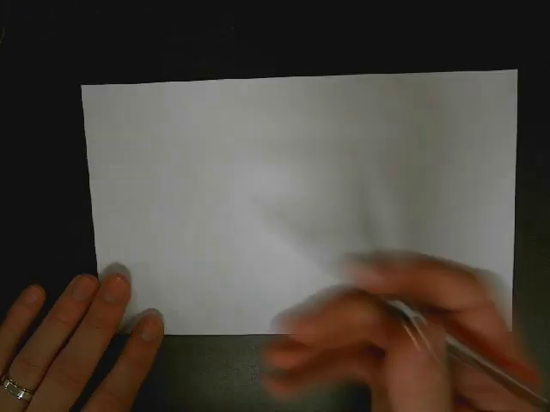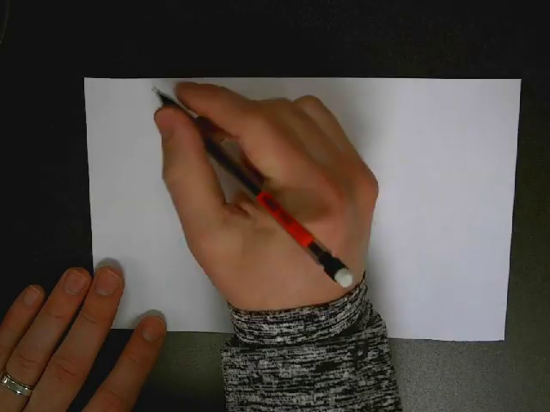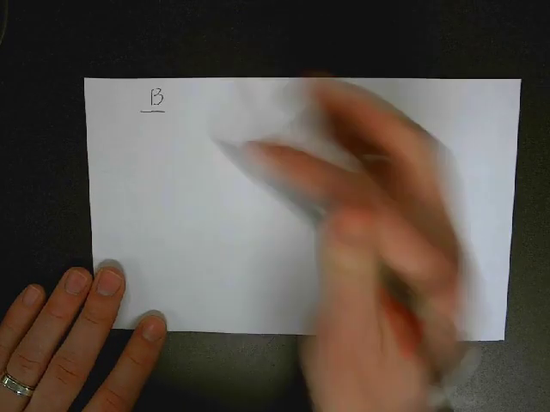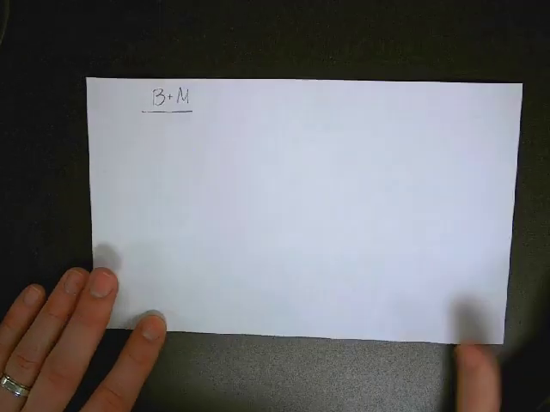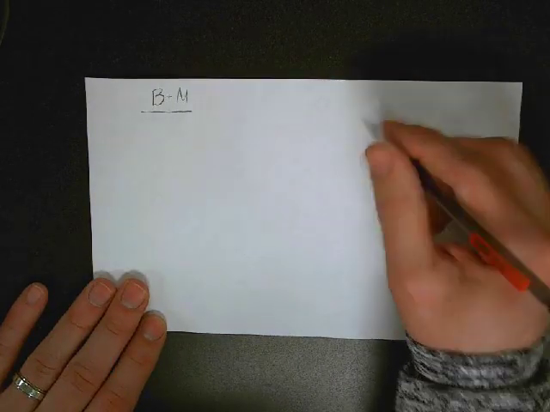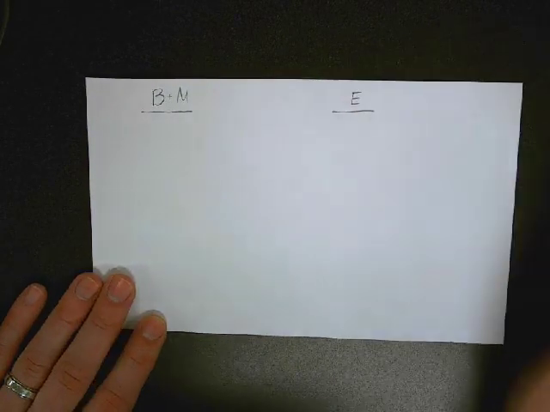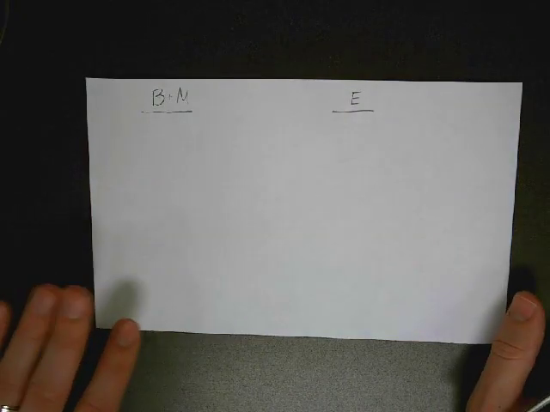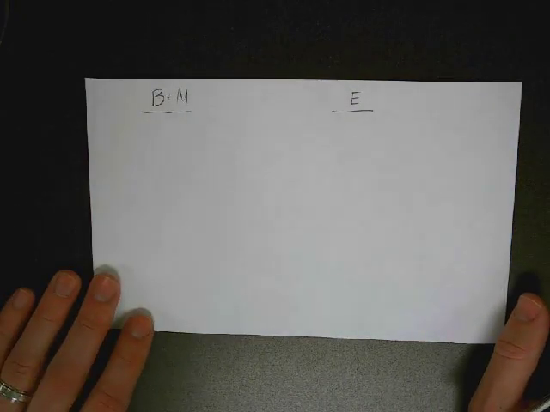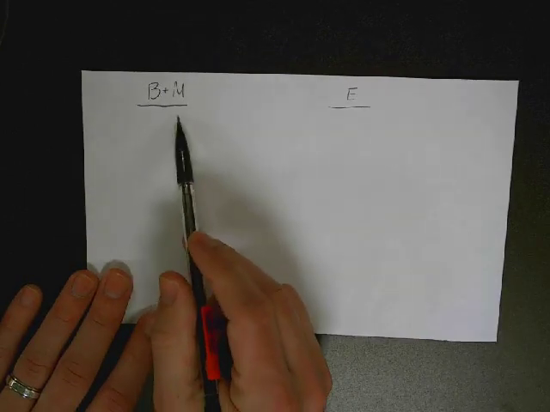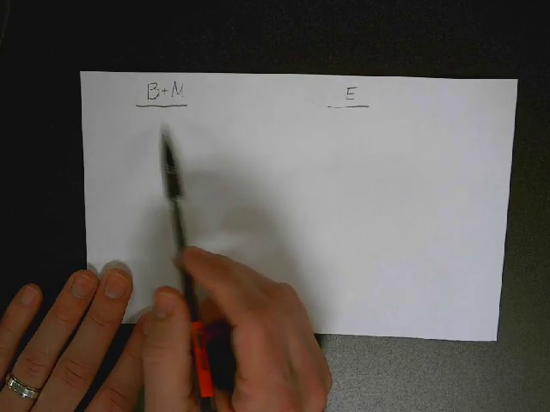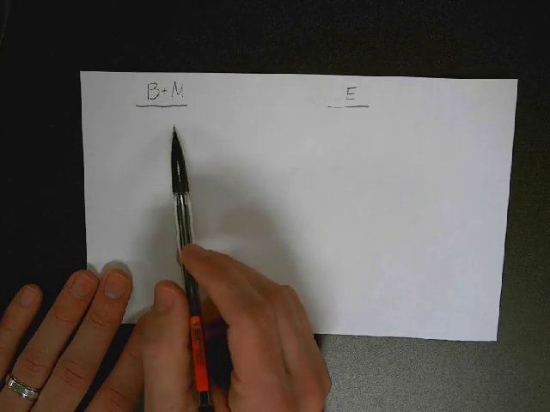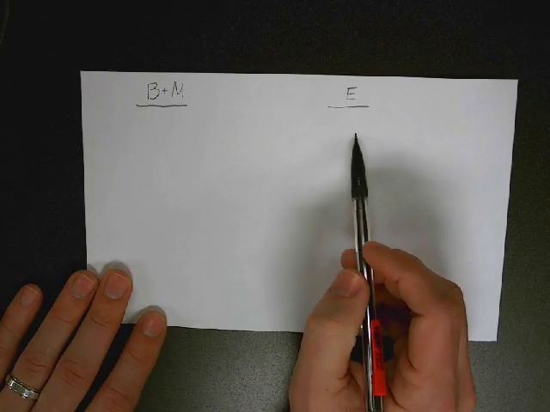So, real quick review. You're going to put a B over here and an M, beginning and middle, B and M. And over here, you're going to put E for end. Now, long O is what we've been focused on this week. I want you to identify how long O vowel team spellings of words show up at the beginning and middle of a word, and how does it show up at the end of a word?